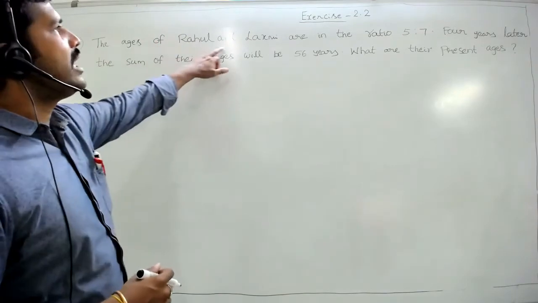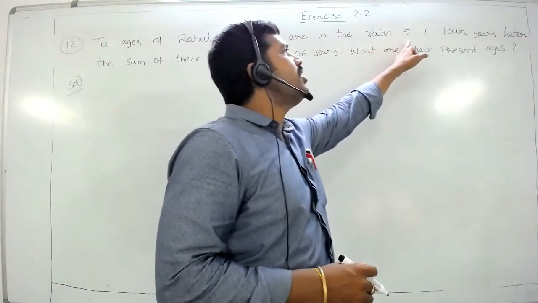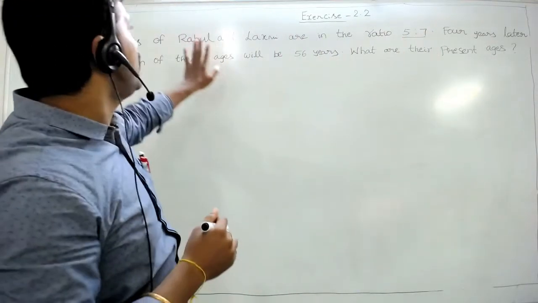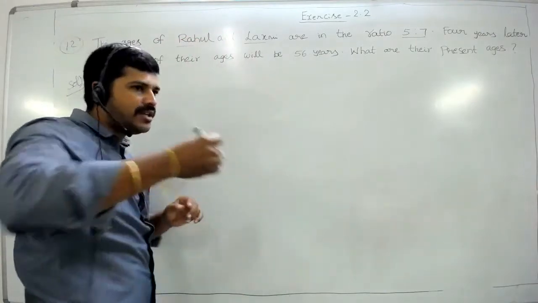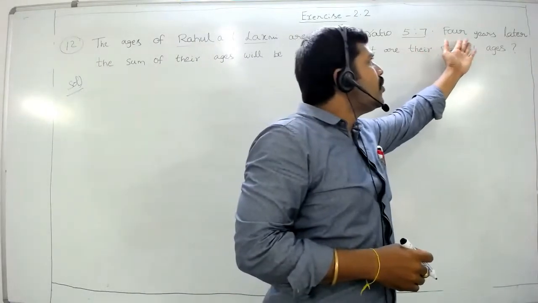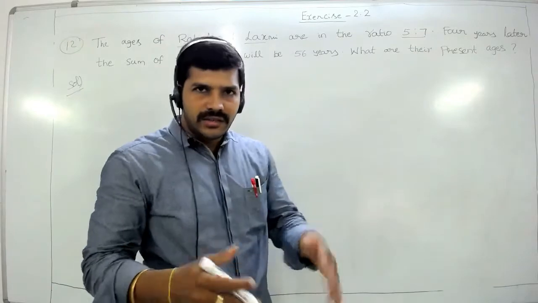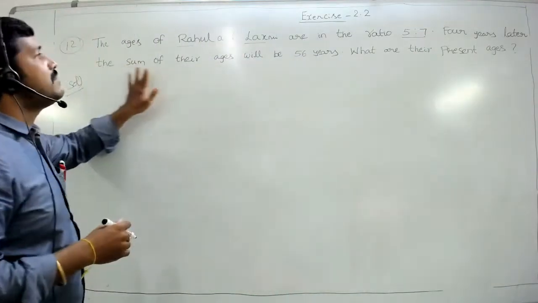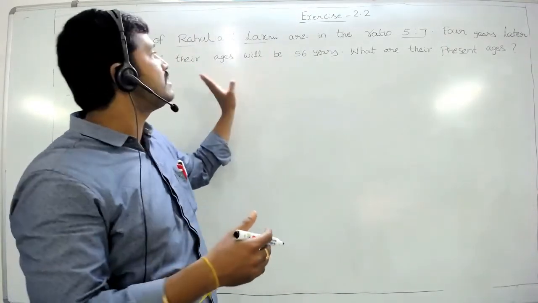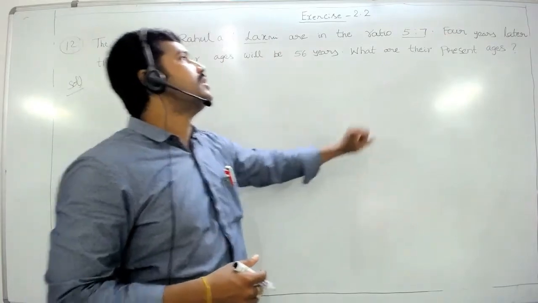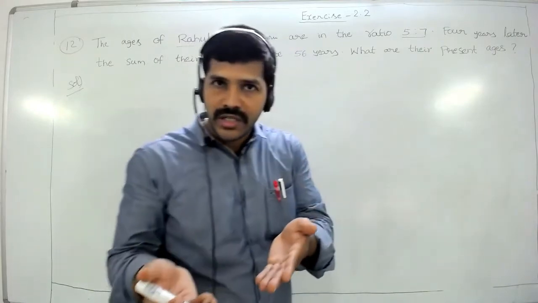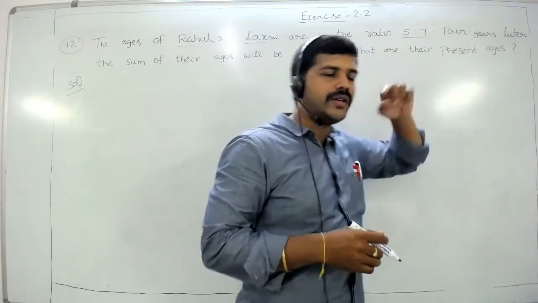Now let us see the 12th problem. The ages of Rahul and Lakshmi are in the ratio of 5:7. What does this 5:7 mean? The ratio of the ages of Rahul and Lakshmi. Okay, let us read out the next. 4 years later. What do you mean by 4 years later? After 4 years, the sum of their ages will be 56 years. So what is given? 4 years later, the sum of their ages is 56 years. So what are their present ages? Finally, we have to find their ages. Present. Okay, fine.